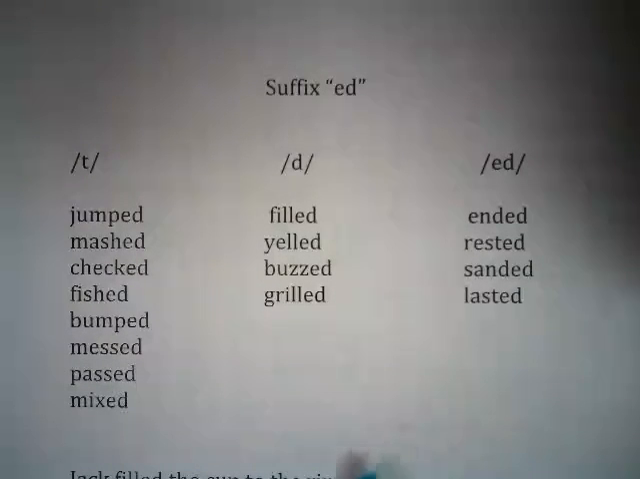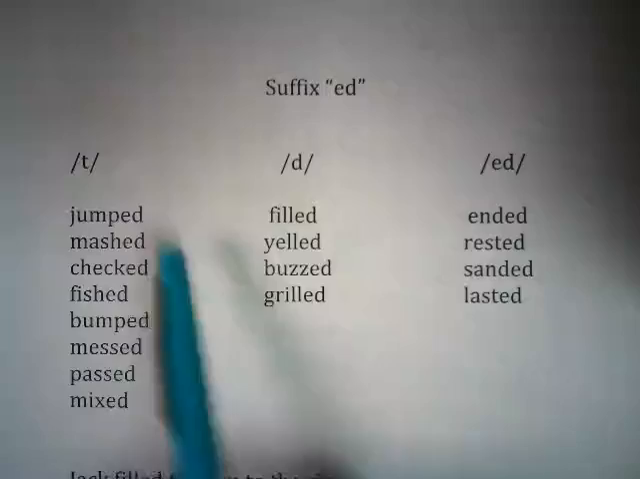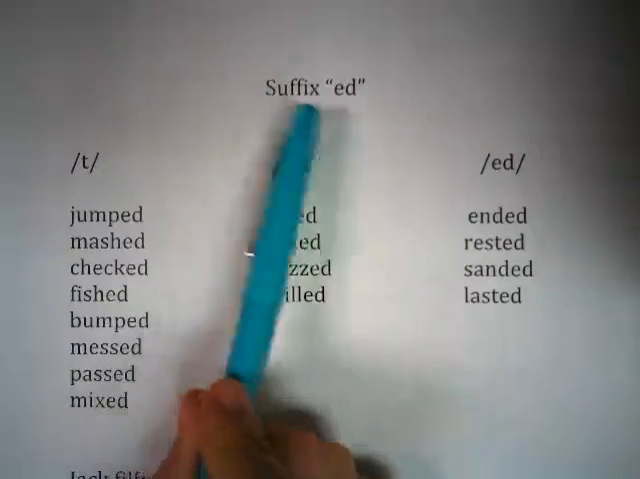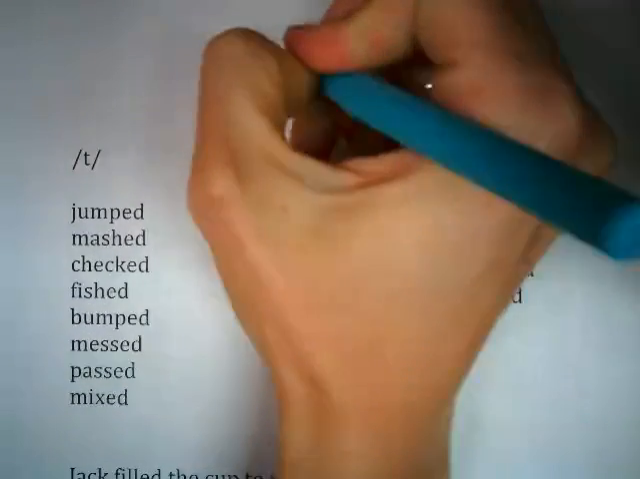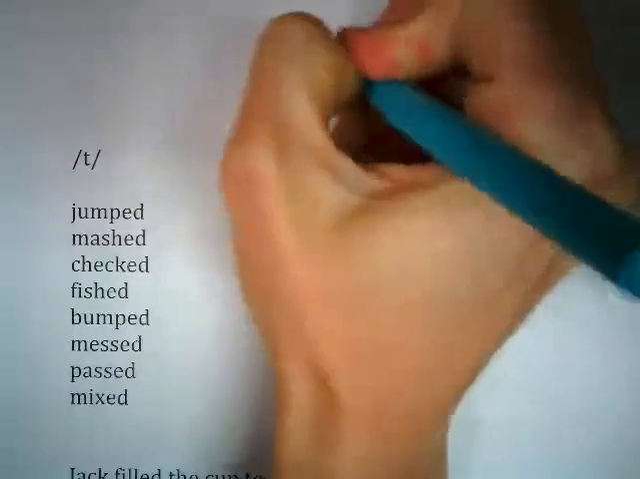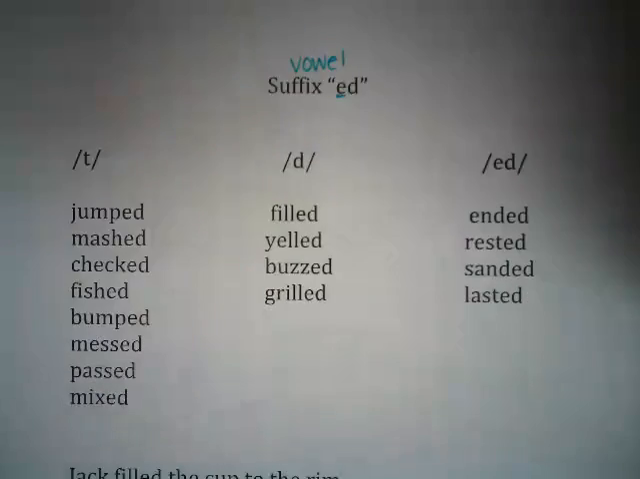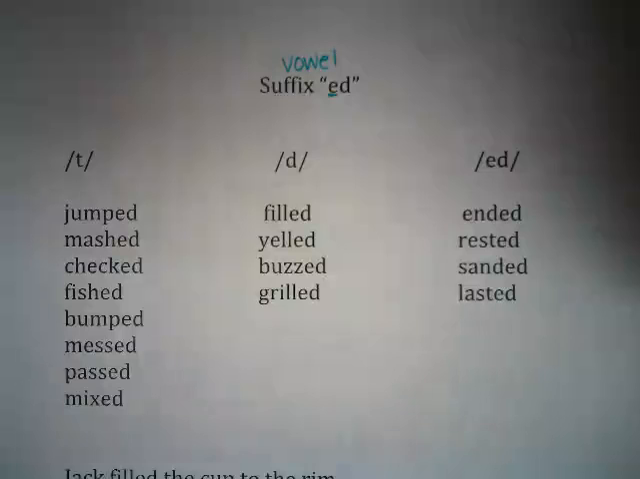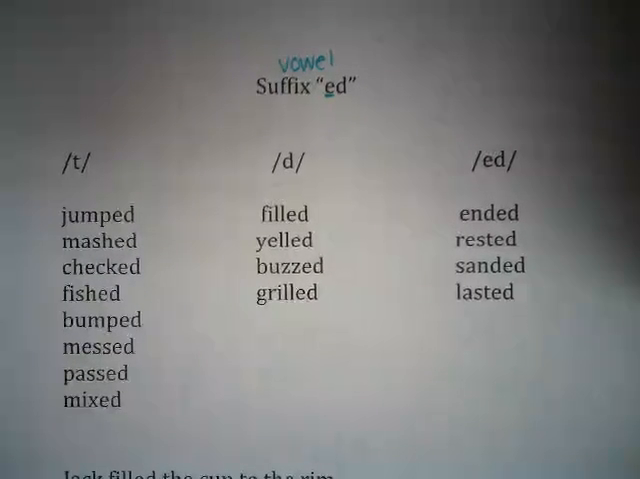Okay, we're going to get into suffixes. Now, we've learned about consonant suffix S and how that makes things plural, but we are going to be focusing on vowel suffix ed. We call this a vowel suffix because it starts with a vowel, and that's going to come in handy later when we're learning about adding suffixes and spelling. So right now, we're just saying it's a vowel suffix ed.